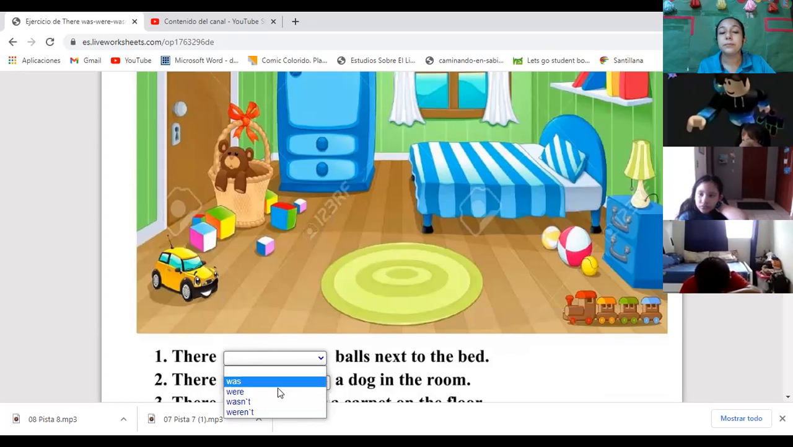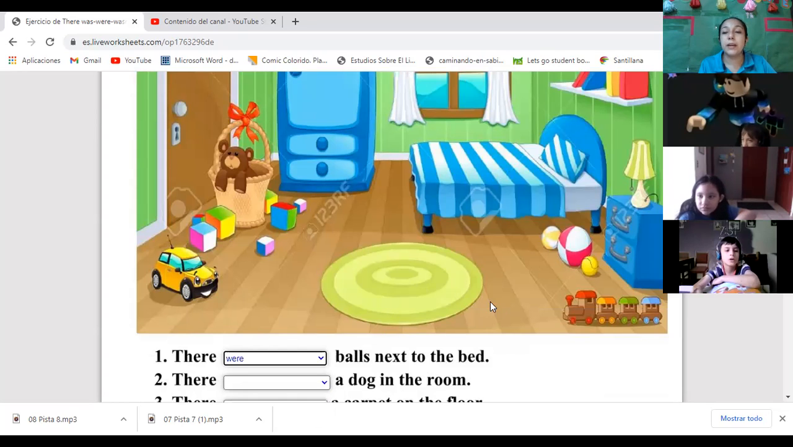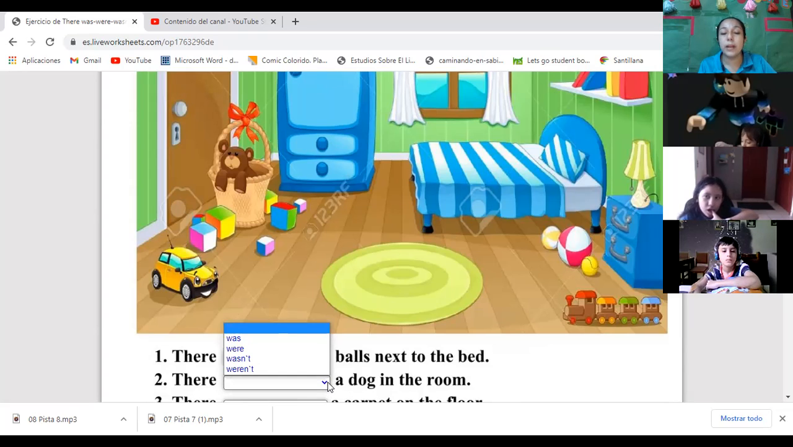There were. Okay, because we have one, two, three balls next to the bed. So we use were because this one is plural. Number two. There was, were, wasn't, or weren't. A dog in the room. Wasn't. Okay, there wasn't. No había un perro en el cuarto. There wasn't a dog in the room.